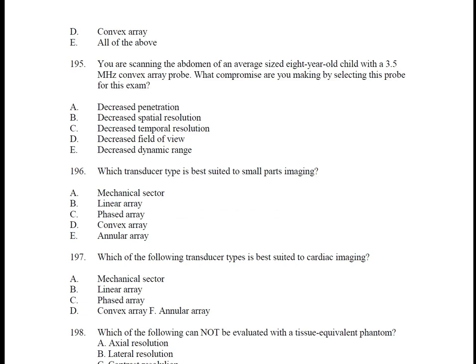Next, let's move on and look at question number 195. Since the question is a bit long, let's start by interpreting it. An ultrasound examination is being performed, specifically an abdominal ultrasound, and the clue is that the patient is an average-sized 8-year-old child. Basically, you should imagine a very small-framed young child. The second clue is that a 3.5 MHz convex probe was used. Among convex probes, this one falls into the category of lower frequencies. This is a low frequency that can generally be used for adult male patients with a larger build.